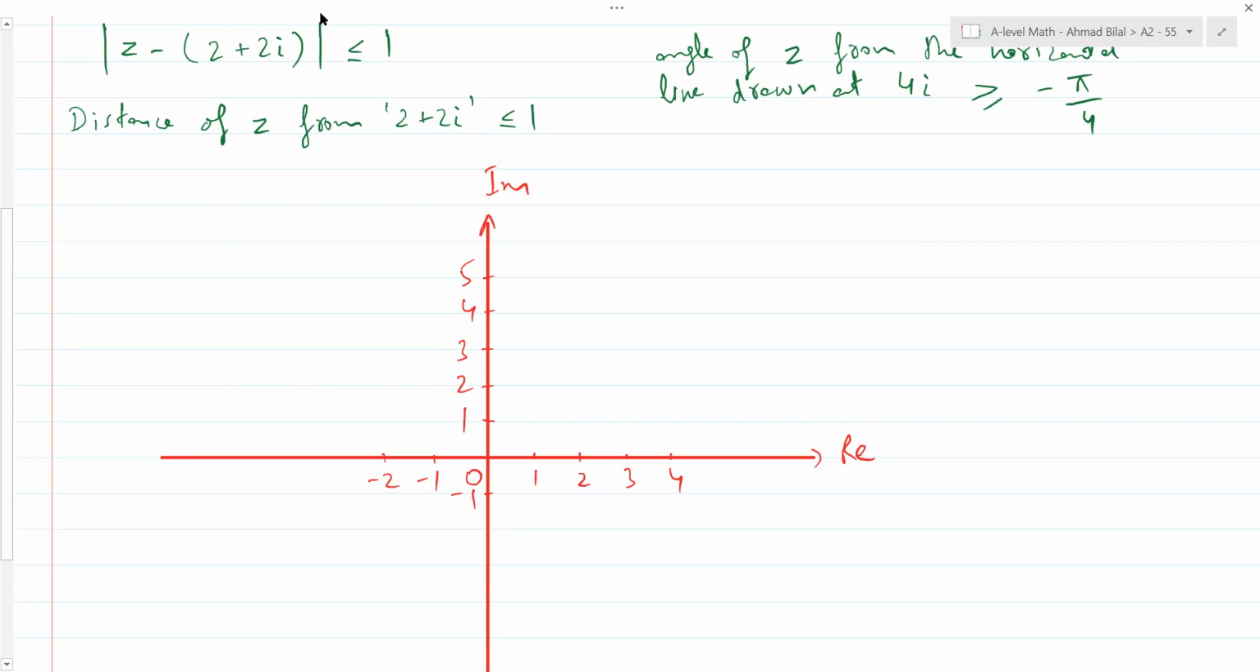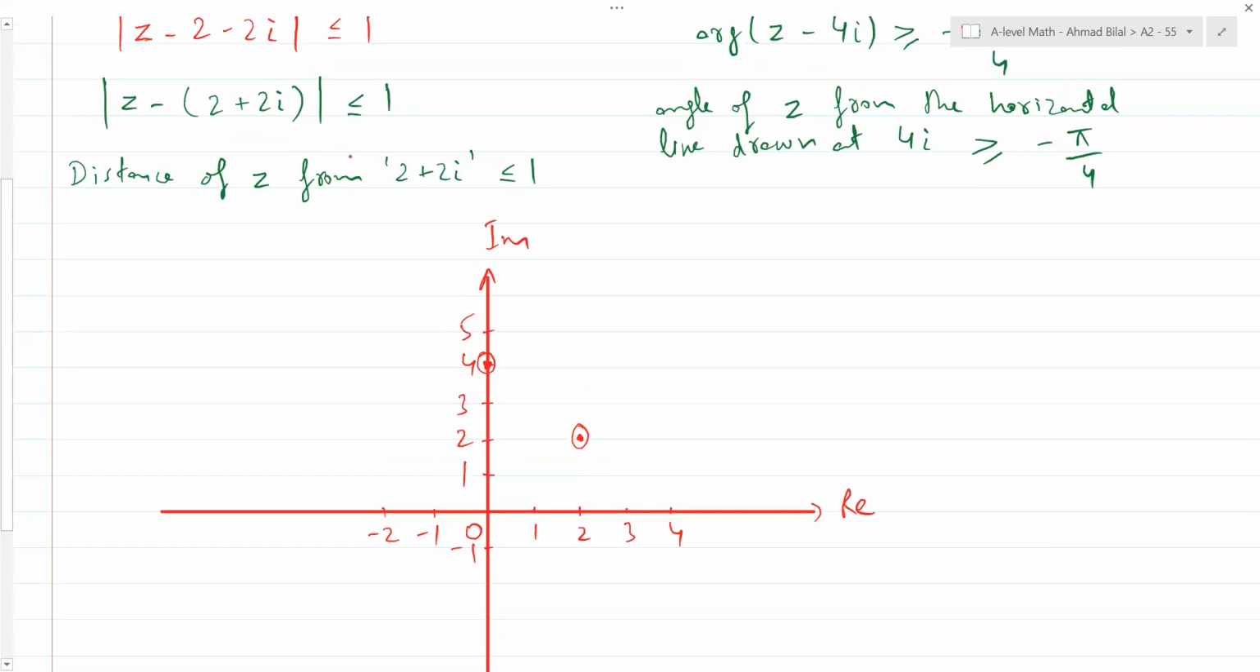So 2 plus 2i, where is that point going to be? That's 2 and 2. That's right here. This is the first point. We have marked that here. The other point is 4i. That is going to be right here. This is the other point.